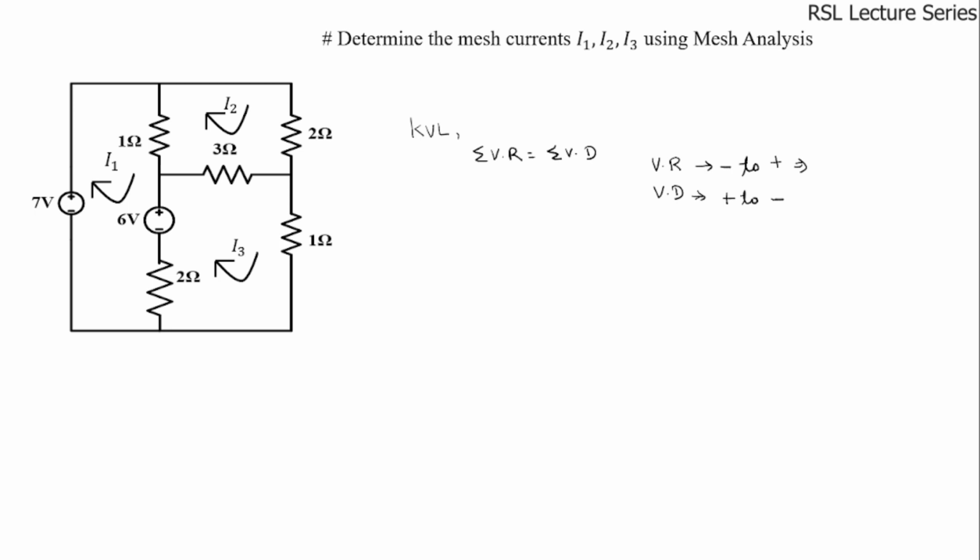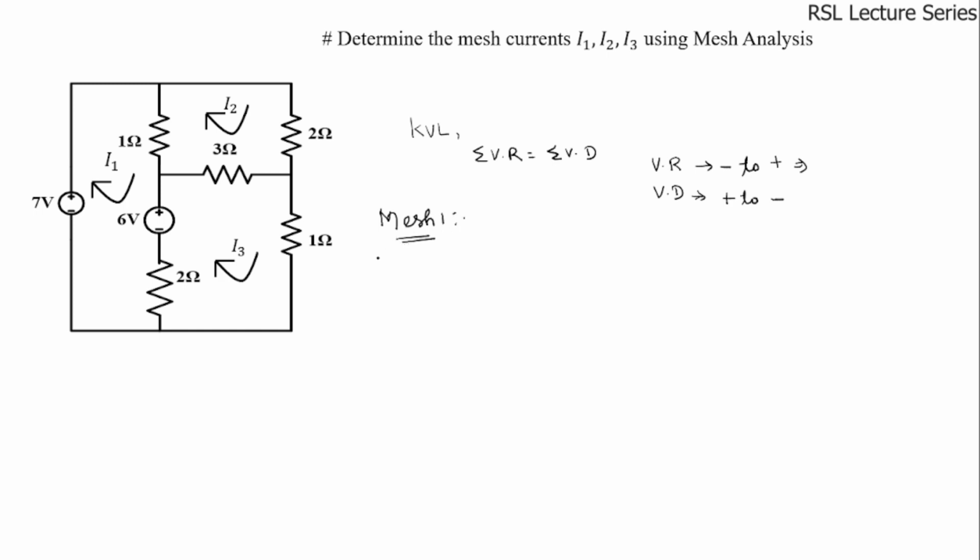Next, the voltages across all the resistors are considered as voltage drops only. This voltage drop across the resistors is given by Ohm's law: V is equal to I into R. First we'll consider mesh 1. Here we have three meshes, so we have to write three mesh equations. First we'll write the mesh equation for the first mesh.